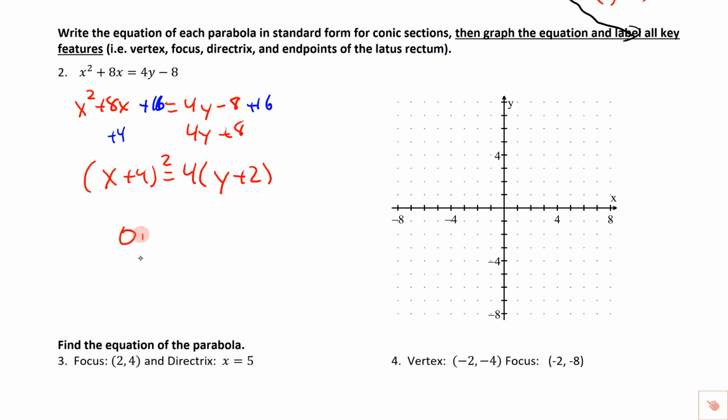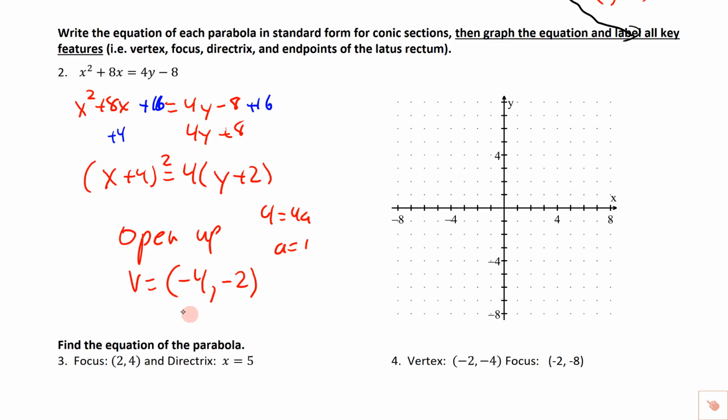X is squared, so this is going to open. And in this case, again, this is positive, so this is going to open up. And then the vertex is going to be the opposite of the number with the x, so this is going to be negative 4, and the opposite of the number with the y, so this is going to be negative 2. And then the other thing I notice on this one is 4 is equal to 4a, so that means a is going to equal 1.